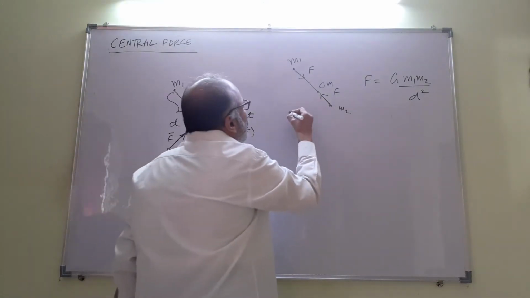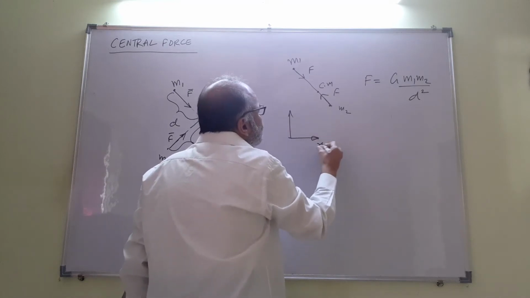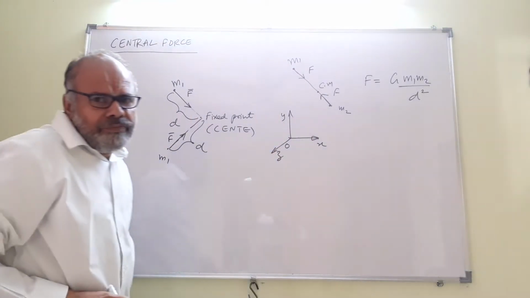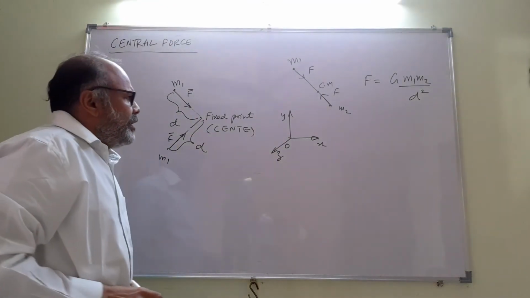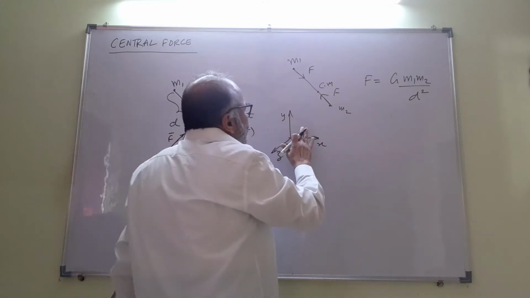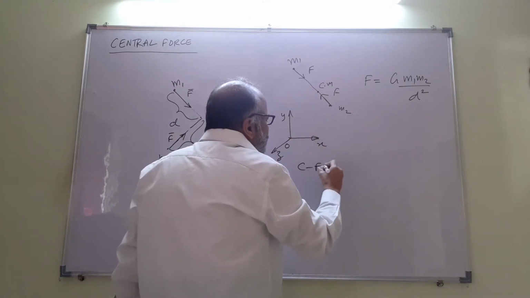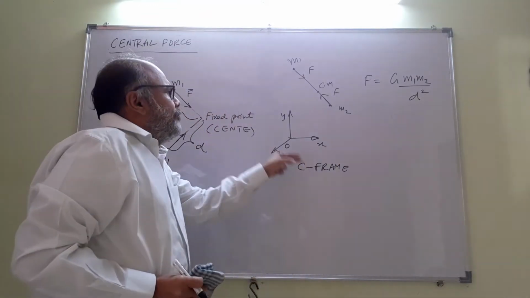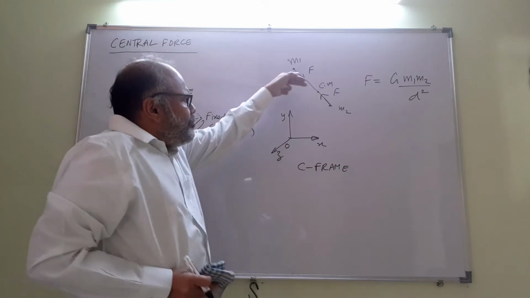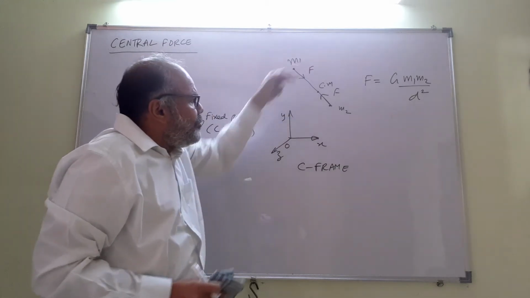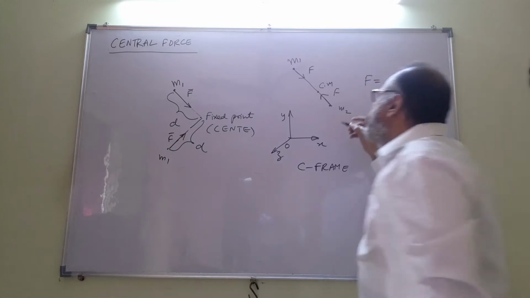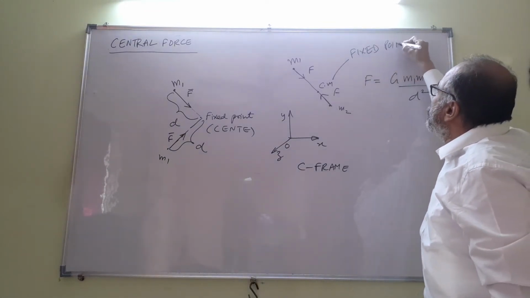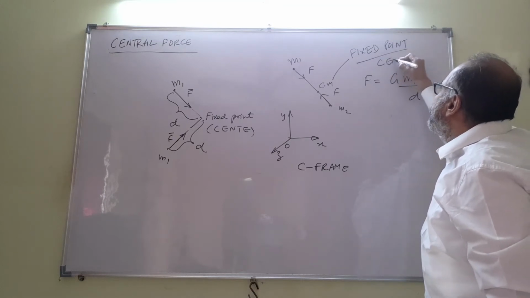So we can choose a frame of reference in which the center of mass is at rest. Our frame of reference is chosen in such a way, and we will call this the C frame, the center of mass frame. If you choose a center of mass frame, that is a frame in which the center of mass is at rest, that center of mass can be treated as the fixed point, the center.